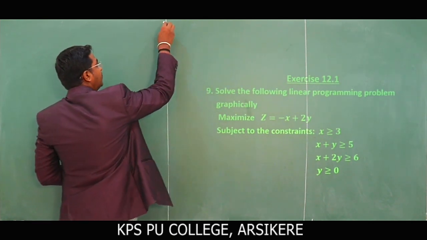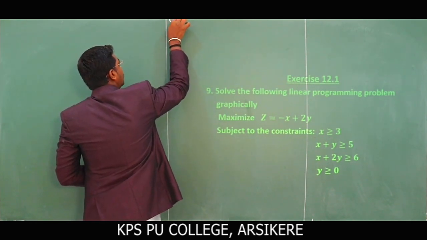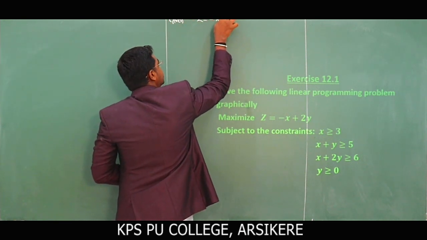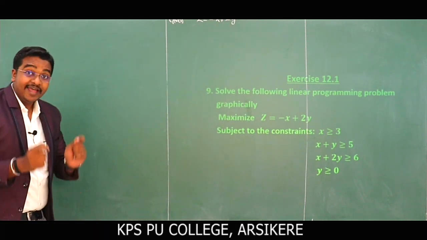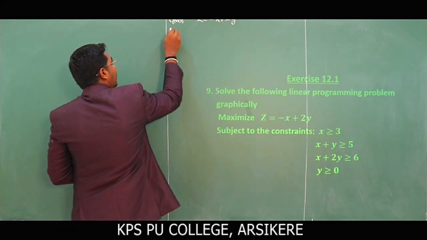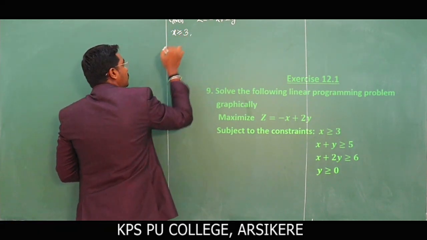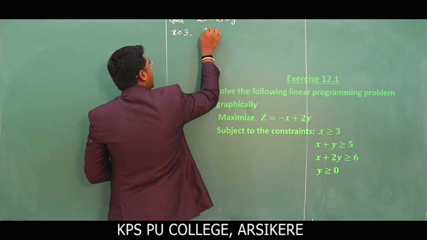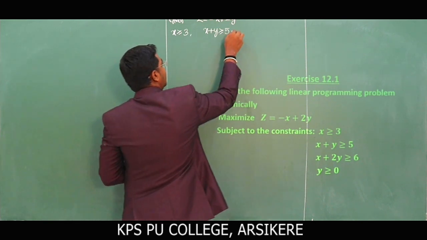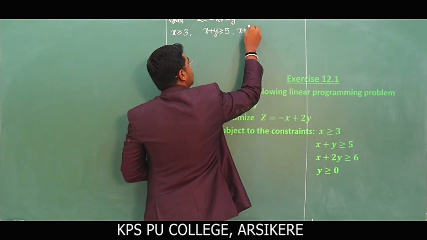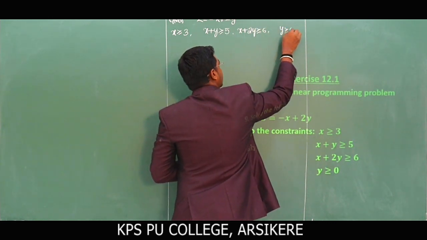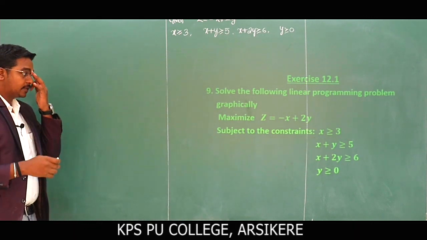First, discuss what is given here. Objective function z is equal to minus x plus 2y, subject to the constraints. And what is the first one here? x greater than or equal to 3. Second, x plus y greater than or equal to 5. And the third constraint, x plus 2y greater than or equal to 6, and also given y greater than or equal to 0.